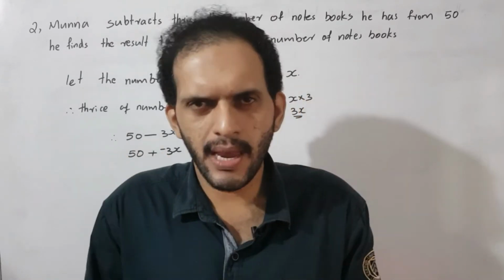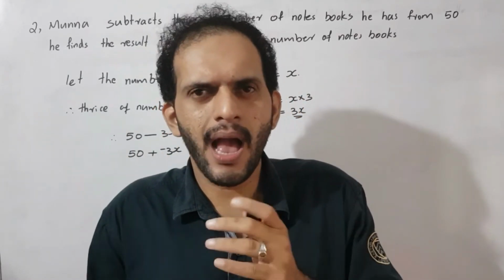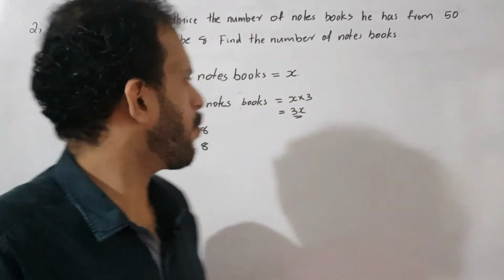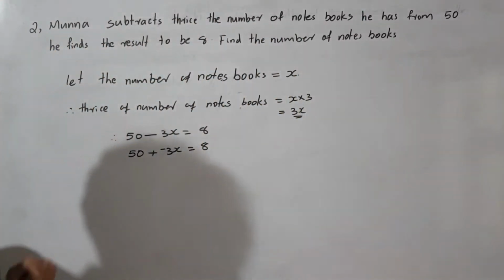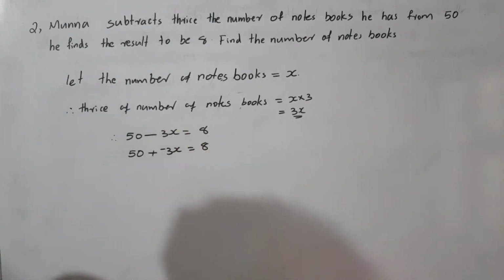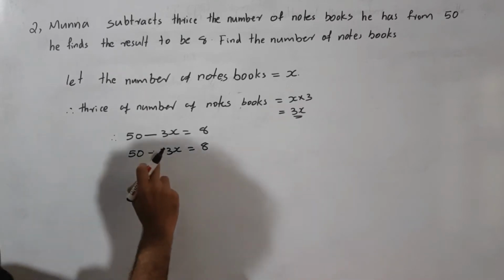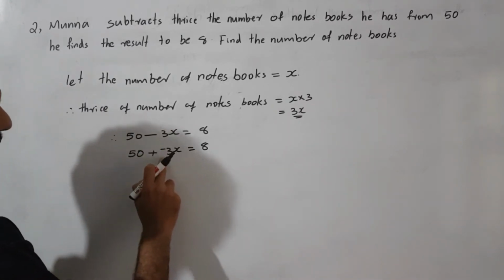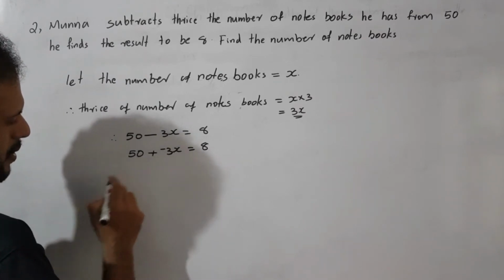What do we check next? Here we have a term that does not contain the variable. Yes, we have. What is that? 50. The first step is to transpose 50 to the RHS. What is remaining here? Minus 3x. Not only 3x, minus 3x.